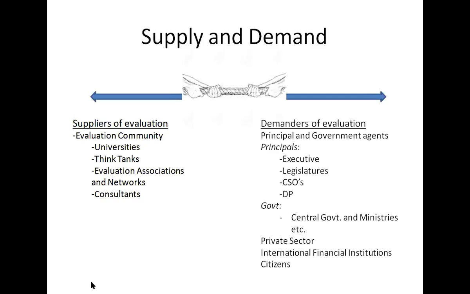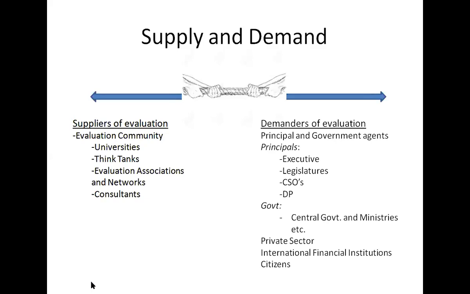So, as such, when you look at the demanders of evaluation, you're looking at two: the principals and the government agents, with the principals comprising the executive, legislatures, civil society organizations, development partners, and governments. We are looking at the central government, including its ministries and agencies. We also have the private sector, international financial institutions, and surprisingly, the citizens.